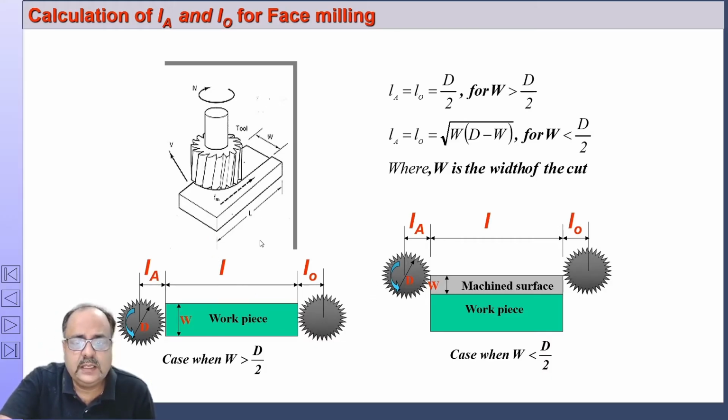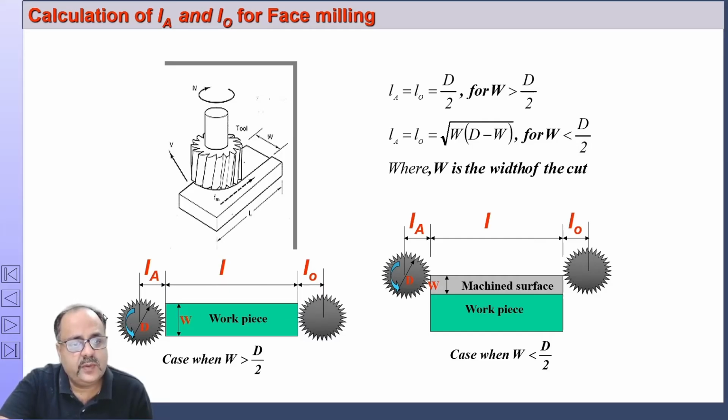Now face milling again can be of two types. If the diameter of the cutter is large enough to take the entire width in one cut, then the case is different. And if you want to remove the material in a number of passes, then the case is different. So here, when the width of the cut is greater than D by 2, we start from here so that the entire workpiece is completed, and end here.